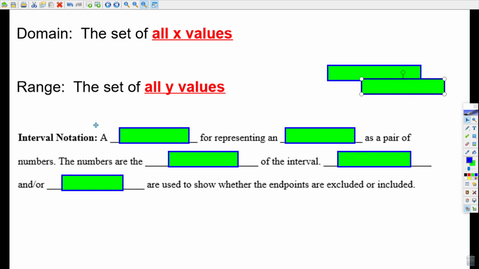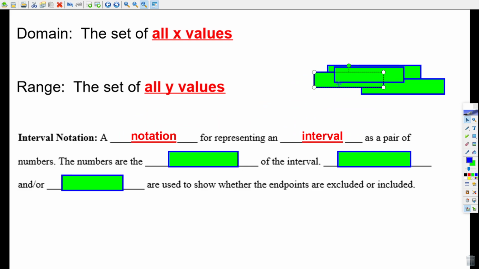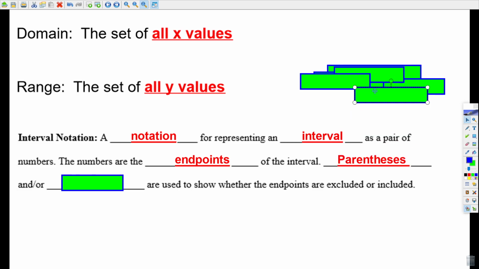Interval notation. This might be something new that you haven't seen before. A notation for representing an interval as a pair of numbers. So the numbers are endpoints of the interval. You're either going to use parentheses for these endpoints, or you'll use brackets. They're going to show where the endpoints are excluded or included. I'm going to show you exactly what I mean with an example. Actually, we'll do quite a few examples with this.